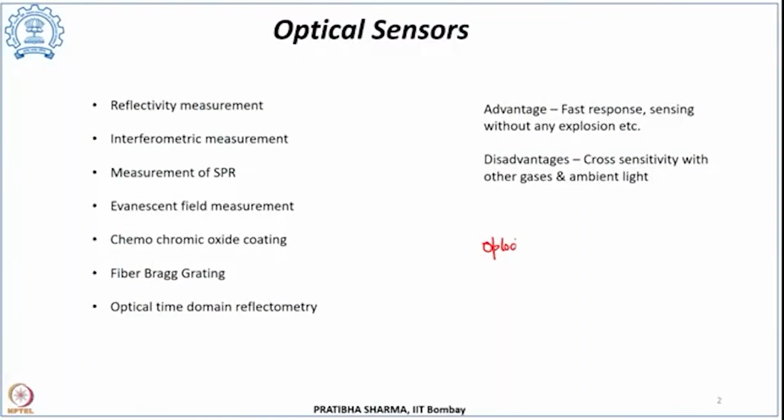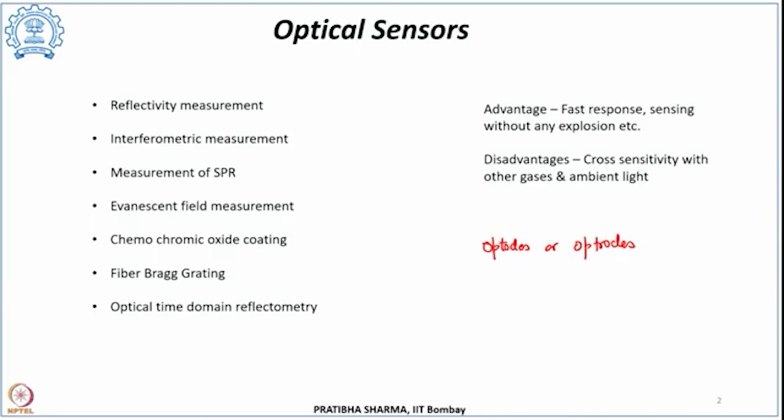Some of the materials, metals or oxides, are coated along the length of an optical fiber or onto the tip of the optical fiber. When hydrogen gets adsorbed onto these materials, there is an expansion that occurs radially and axially, and that can be monitored and used to identify the gas concentration. The optical fibers which are used in these optical sensors are known as optodes or optrodes.